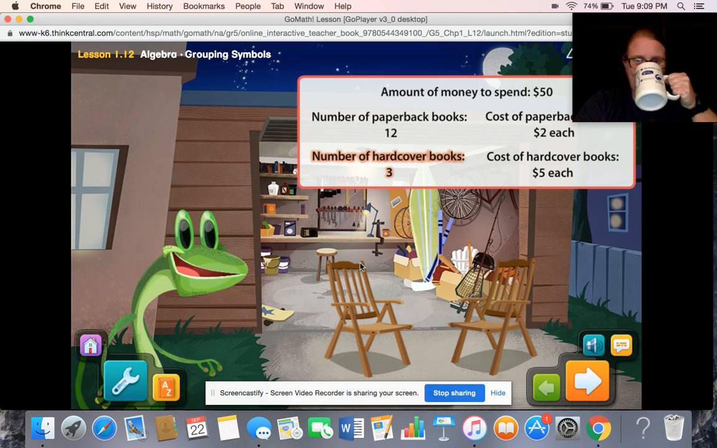You know, hardcover books are more expensive than paperback books. The hardcover books cost her $5 each. So I wonder how much money my neighbor had left after buying all those books. Remember, she started with $50. Why don't we work together and see how we can solve this problem? Come on, let's get going.